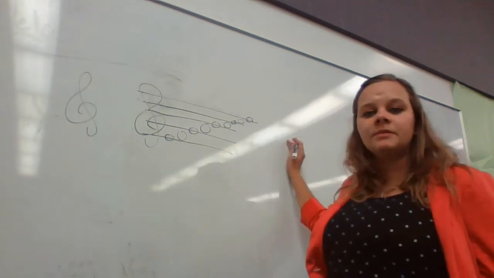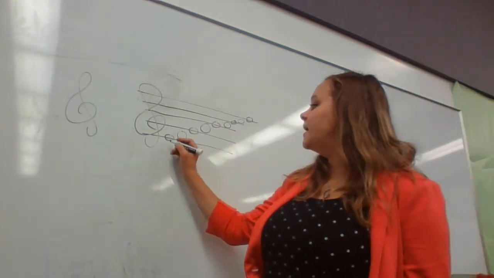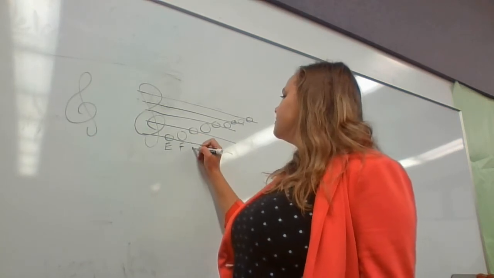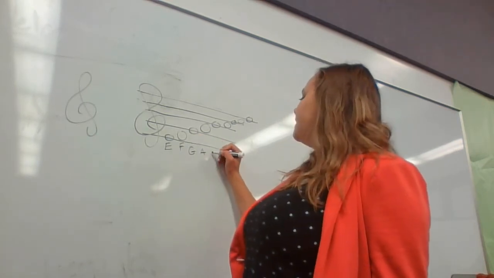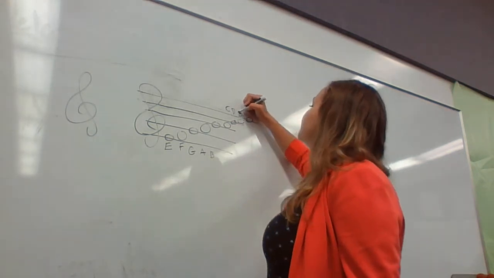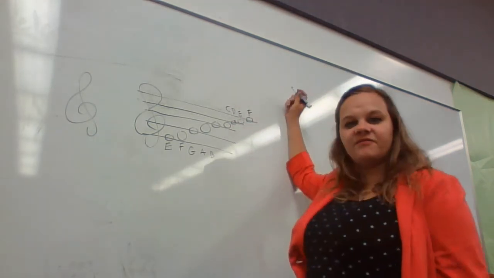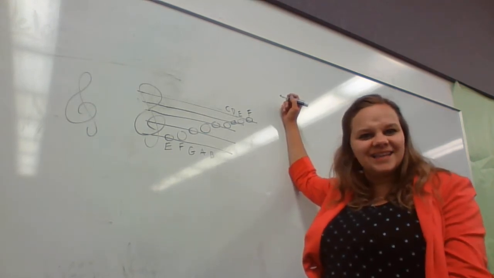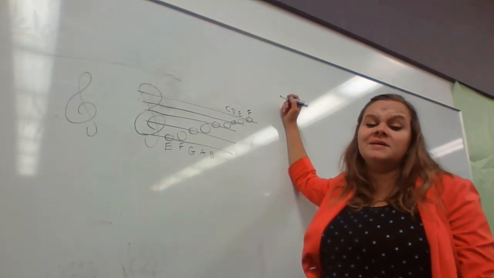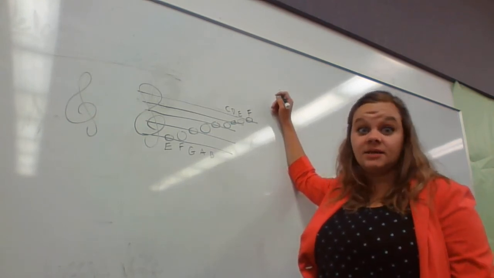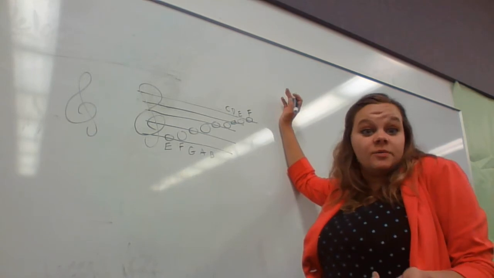There we go. So the bottom line, we start with E, F, G, A, B, C, D, E, F. Our musical scale only uses 8, well, technically 7 letters because it repeats. A, B, C, D, E, F, G, A, B, C, D, E, F, G, A, B, C, D, E, F, G. That's all we use.